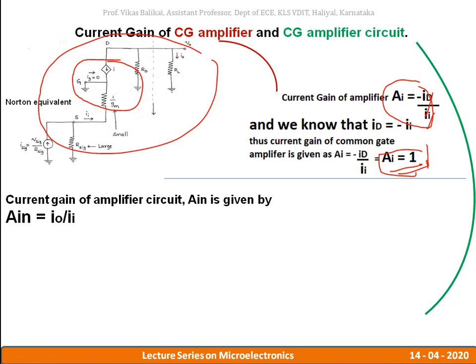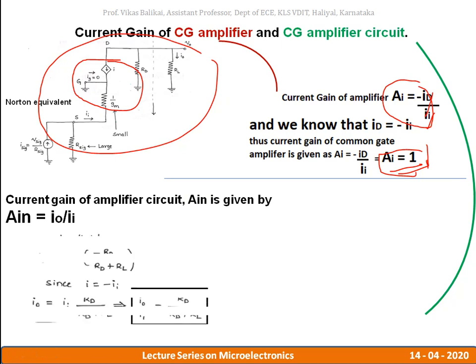Now what is A in? Now let's try to bifurcate the terms. AI indicates the current gain of the amplifier, and A in indicates the current gain of the amplifier circuit. That is I out by II. And what is I out? I out is seen in the output resistance. And what is my output resistance here? That is the load resistance.